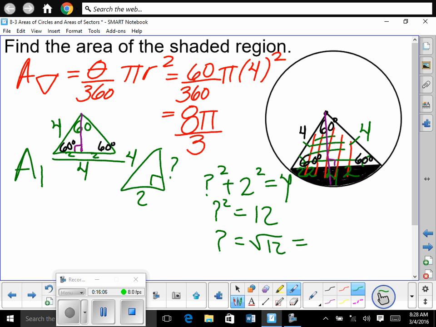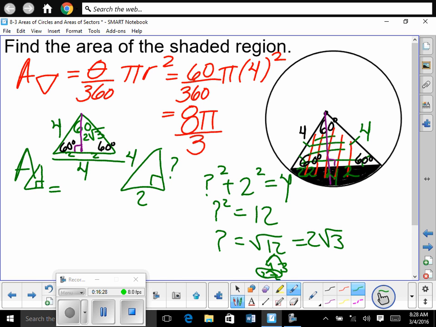Now, we probably want an exact answer, so wouldn't we break this down by hand? Yes. So this breaks down into 4 times 3, this breaks down into 2 times 2, right? So we pull out a 2, right? So 2 square roots of 3. So this height is 2 square roots of 3. So now we can find the area of the right triangle.